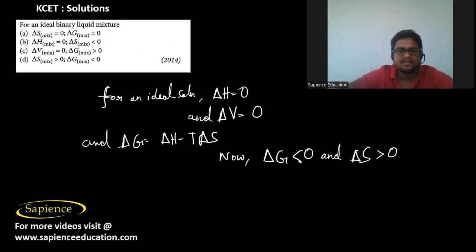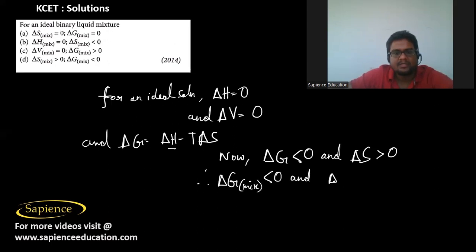So delta S H is 0, so delta G will be negative. Therefore delta G of the mixture should be negative, and the change in entropy delta S of the mixture should be positive. So option D is the correct answer.